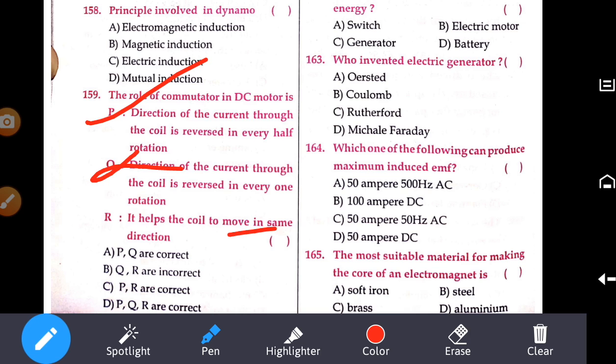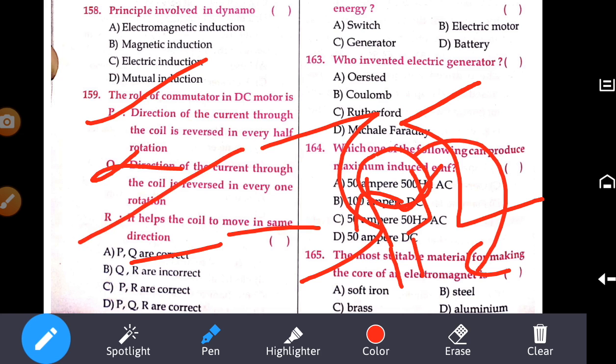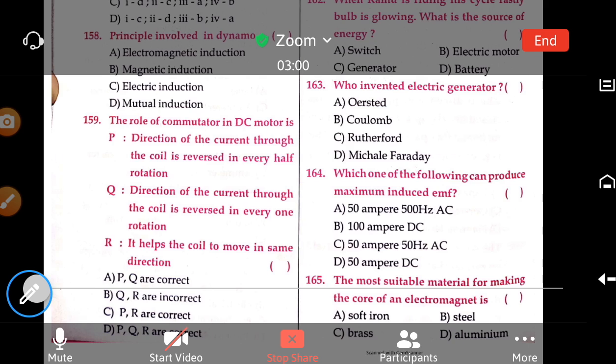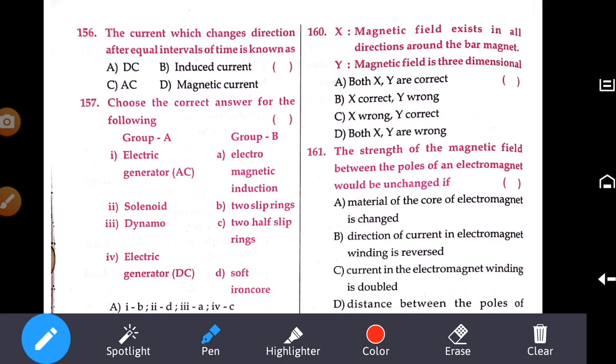Let's see R. It helps the coil to move in the same direction. That is correct, right? If you take a motor, whatever coil is there will be rotating in one direction, right? Every half of the rotation only the current direction changes, but the coil will be rotating in one direction. So we can say that P and R are correct. P and R correct means which option? Option number C is our answer. Okay, let's see the 160th bit.